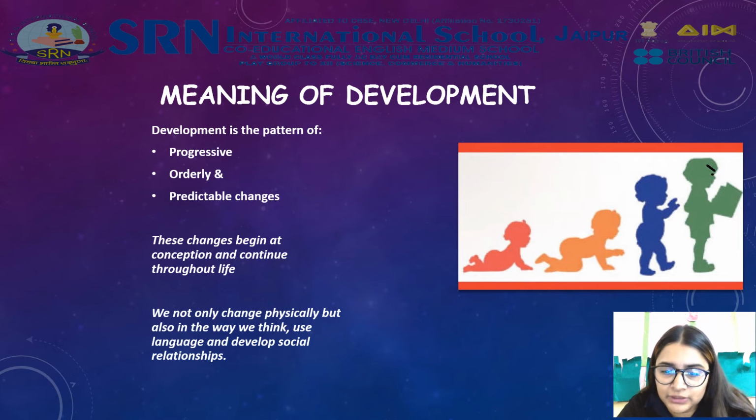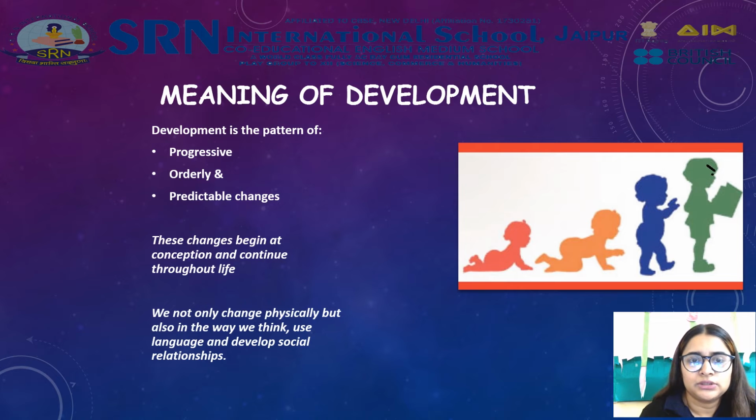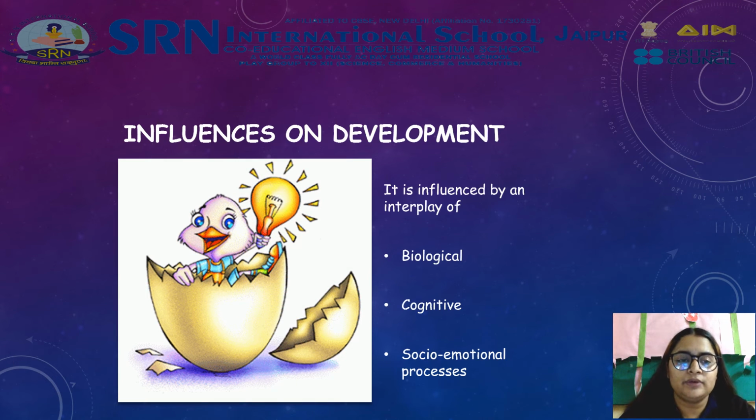Now I'm going to explain the next slide. Now we are going to discuss the influences on development. Now development is influenced by many factors, and these factors are always working together in order to make development happen or influence the development. Now, the first is biological, second is cognitive, and the third is socio-emotional processes.